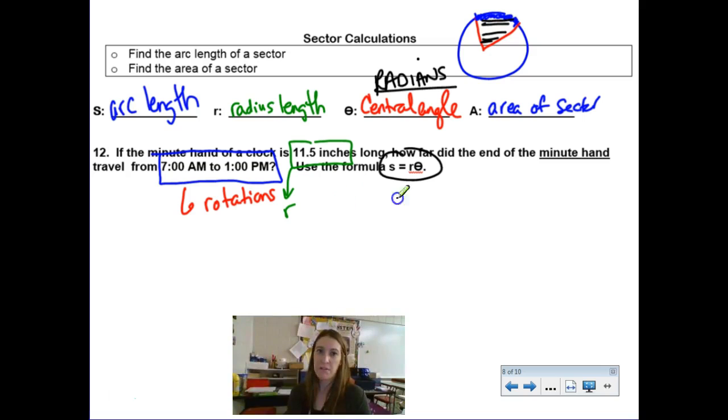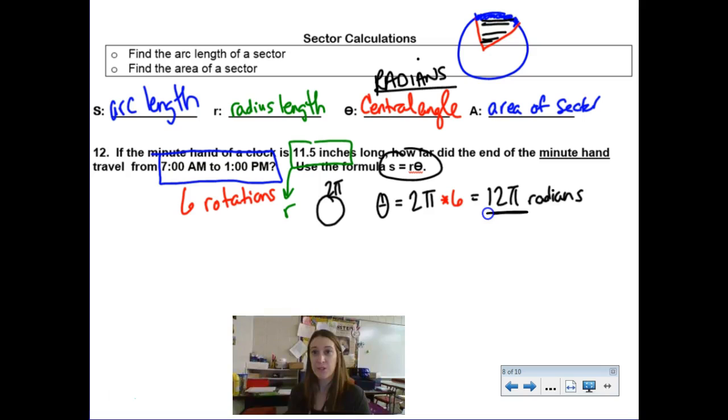So when I go to figure out theta, I know it's supposed to be my angle, but it's in radians. So I think about, okay, one circle is 2 pi radians, right? But you made 6 circles, 6 rotations. So the angle that your minute hand rotated is actually 12 pi's. And it has to be in radians in order to use this formula. So that's the theta we're going to be using.